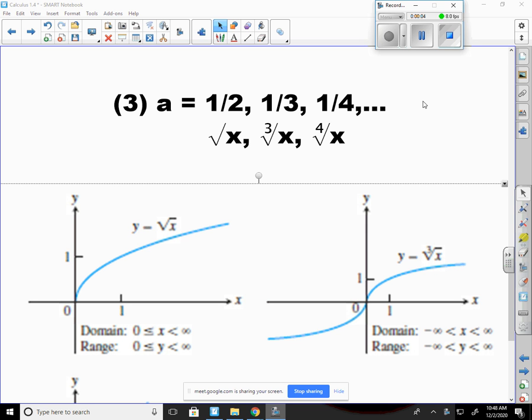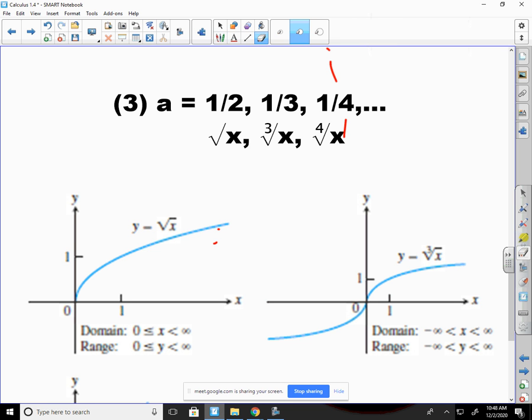All right, so picking up where we left off yesterday, when a is a fraction, like 1/2, 1/3, 1/4, that's the same thing as a root. If you remember what we did yesterday, we were talking about when it was a power function, which was x to the a. So our a stands for an exponent. So if I have x to the 1/2, that's the same as the square root of x. X to the 1/3 is the same as the cube root of x. And x to the 1/4 is the same as the fourth root of x.